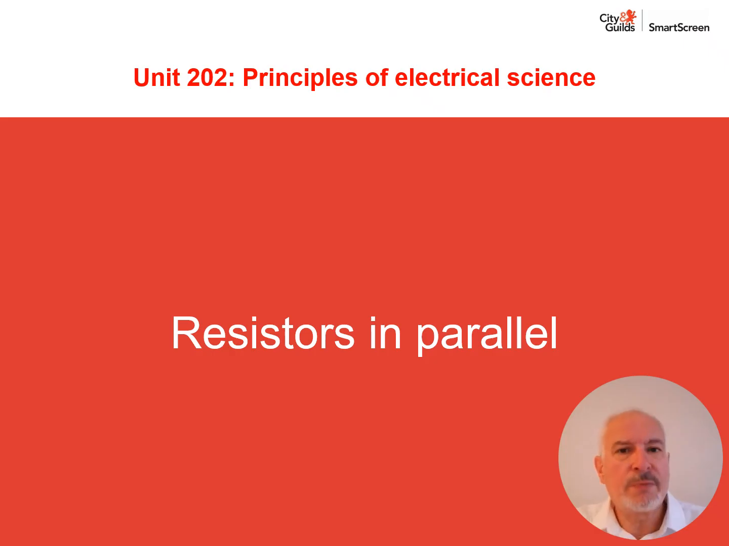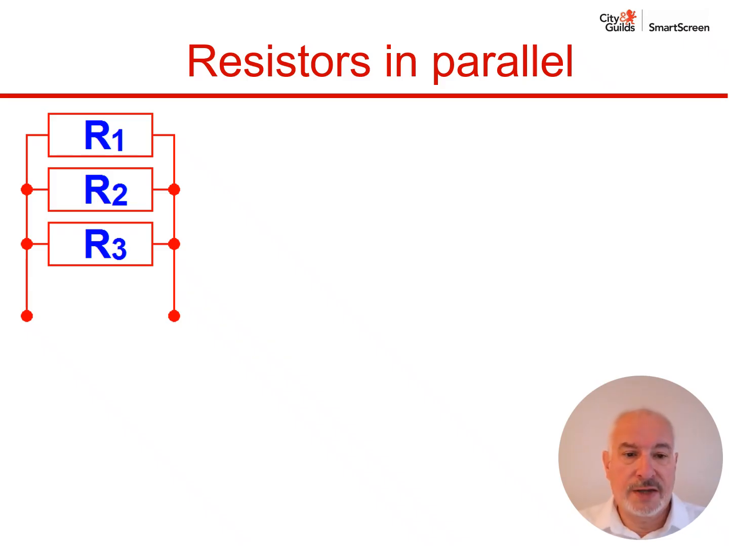This video is all about resistors connected into a circuit in parallel. Now here is a diagram with a parallel circuit, so we've got three resistors connected in parallel, and it helps us to understand what's going on if we just imagine for a moment where the current can flow.